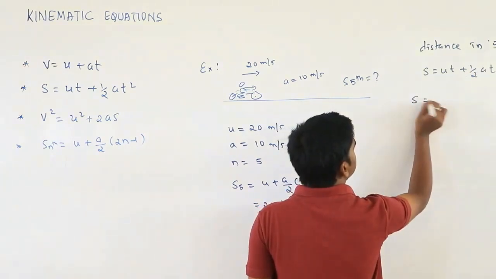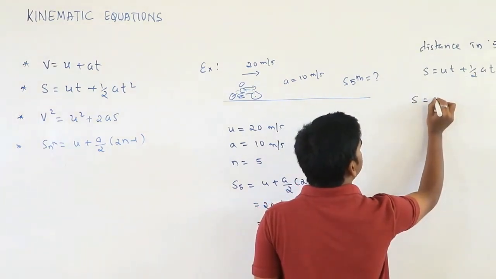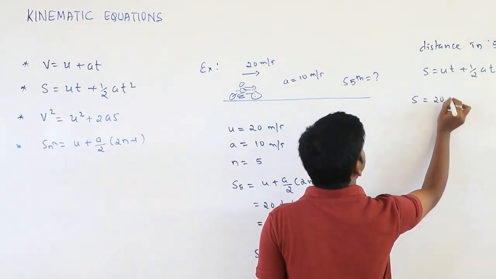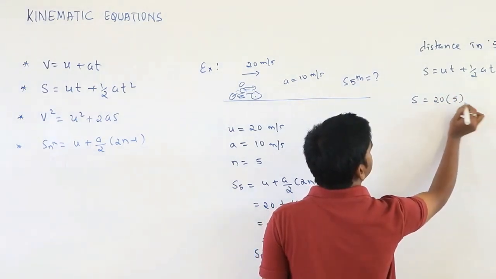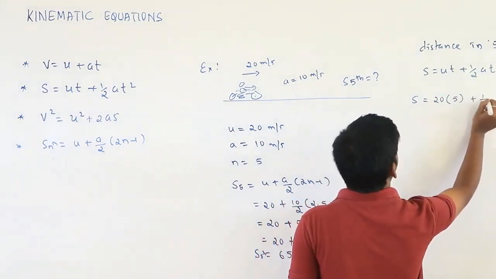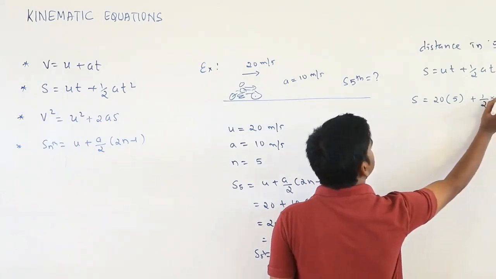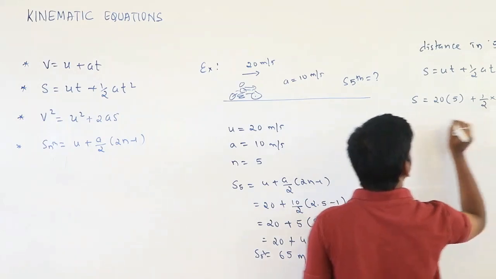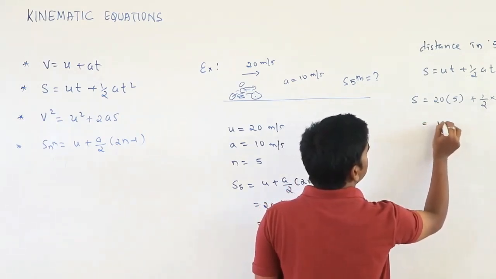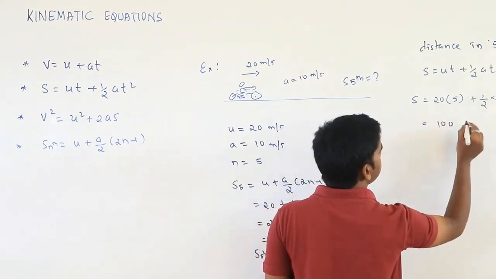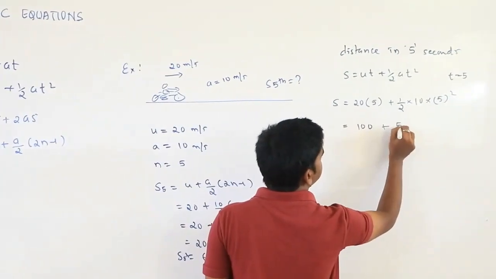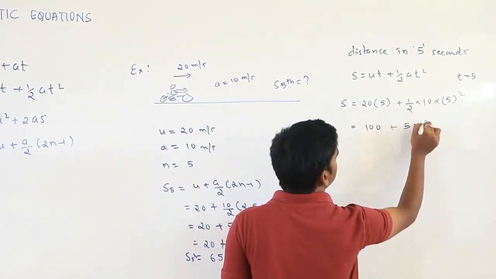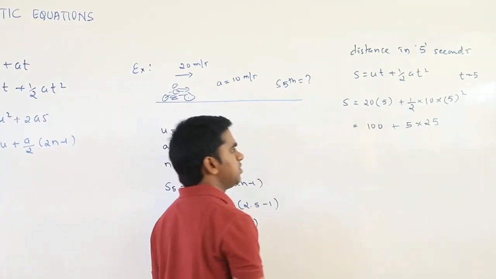So S equals ut plus half at square. u is, say, 20, into t which is 5, plus half. a is, say, 10. t square means 5 into 5. So this is 20 into 5, and plus this is 5, and 5 square is 25.